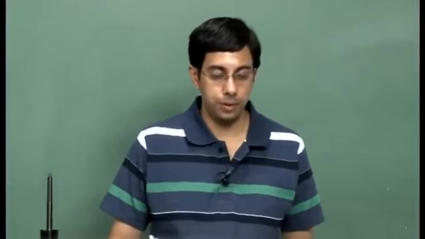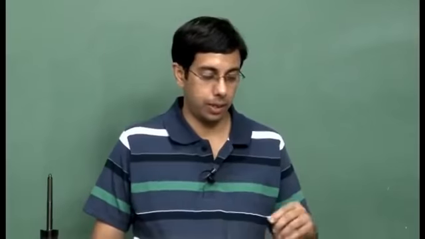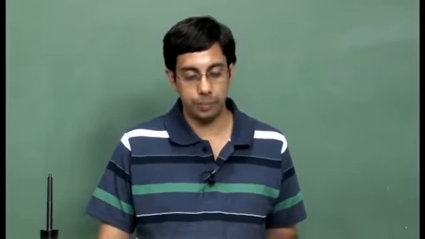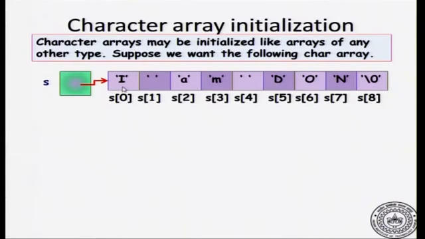In this video, we will talk about initializing character arrays, which are a special kind of array and have more features when it comes to initialization as compared to arrays of other types. They may be initialized just like any other array. Suppose I want to initialize an array to the following values. The first is I, the second is a space character, then A, then M, and so on, and the final character is a null character, which will be given as \0 within single quotes.